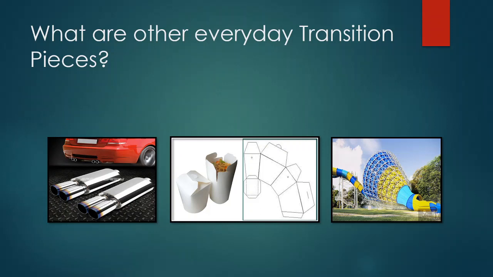And then the last photo on the right hand side is a picture taken from a water park. So we have a slide and it's going from a large circumference or large circle to a smaller circle at the end. So the entry to the exit is going from a large circle to a small circle. So it is a transition piece.